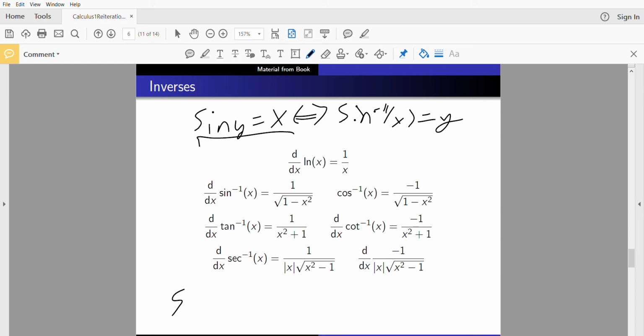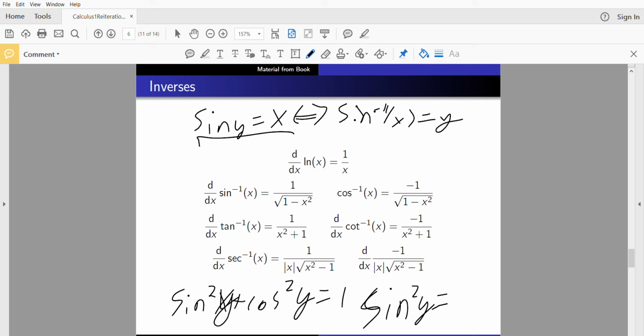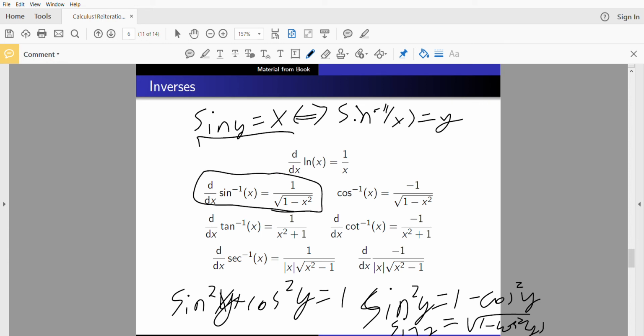y. So remember that sine squared y plus cosine squared y is 1. So that means that sine squared y is 1 minus cosine squared y, and so on. So then you get sine of y is square root of 1 minus cosine squared y. And then I can go from there. And so it turns out that, since one of these is x, you end up with 1 minus x squared in each of these things. So the derivative of inverse sine is 1 over the square root of 1 minus x squared. Inverse of cosine is negative 1 over the square root of 1 minus x squared, and so on.